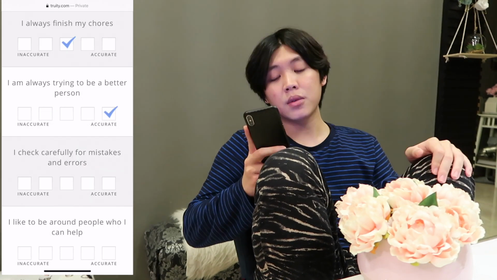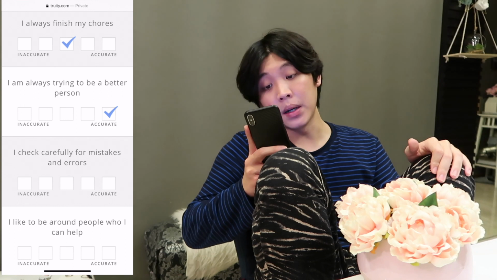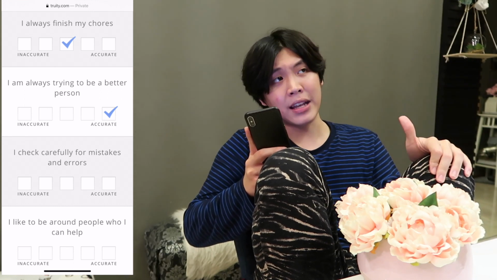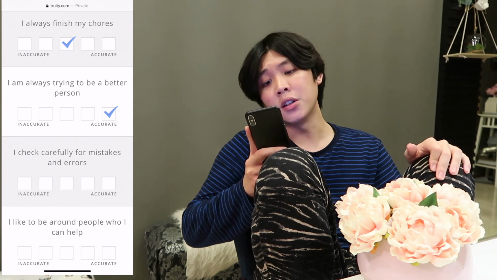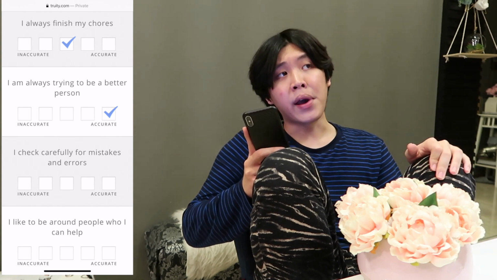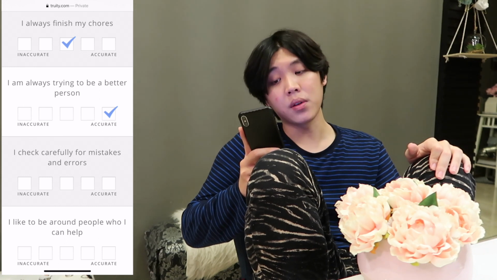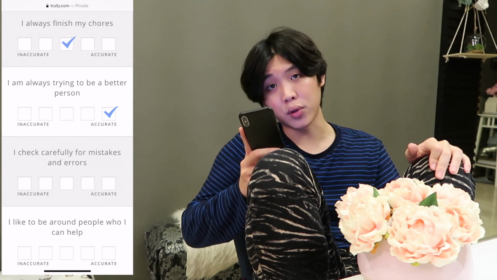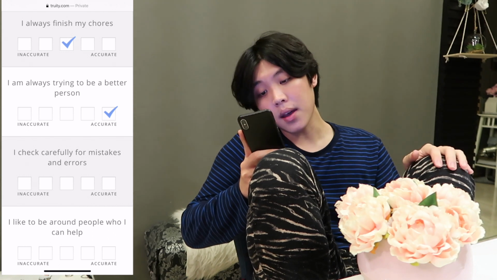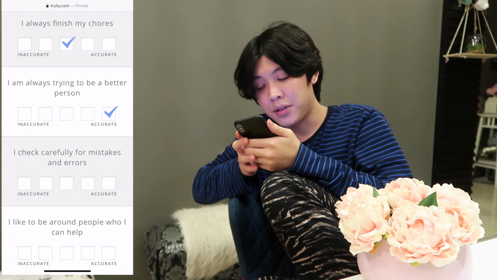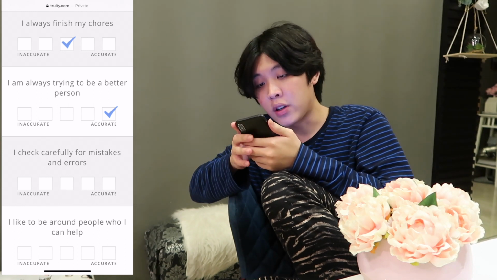150%, man. So every day to me is an improvement. I'm always trying to be the best person that I can become, you know, becoming the best version of myself. But there will be days where you are not doing the best that you can. So the most important thing is to be consistent with the progress. So yeah, 100%, man. I check carefully for mistakes and errors. I'm gonna go with slightly accurate for this.